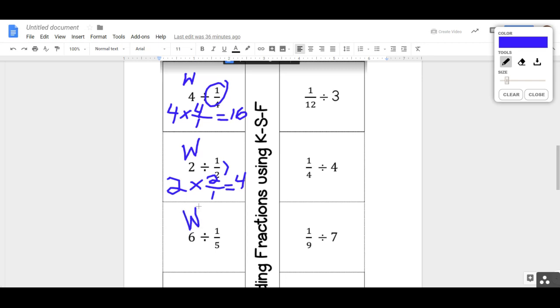All right. This one, we're going to start with the whole. So what does that mean? It means my answer is going to be a whole. So I'm going to start with 6. I'm going to switch the symbol and flip the fraction. 6 times 5 is 30. So my answer is 30. So 6 cakes, each cake cut into 5 pieces, gives me 30 pieces. Now, pause the video and you do the last one, and let's see how you did.